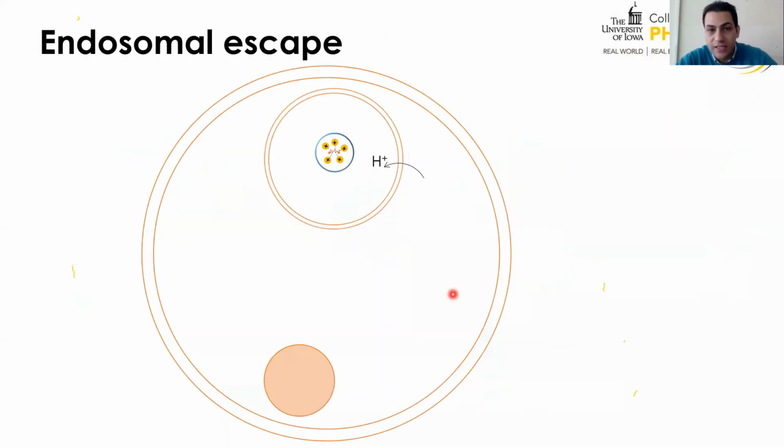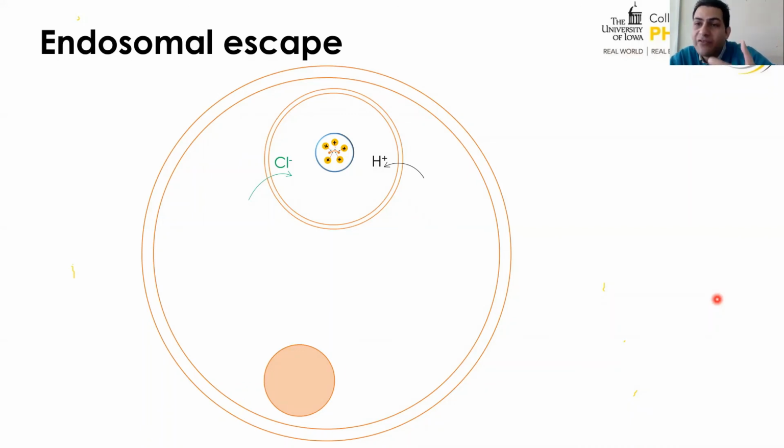It's pretty interesting to give you this presentation about the proton sponge effect. What the proton sponge effect means is when you have your formulation inside the endosomes, these endosomes have proton pumps, so they start pumping protons inside. And as protons are pumped, chlorides are also pumped to neutralize the charge in the endosomes.